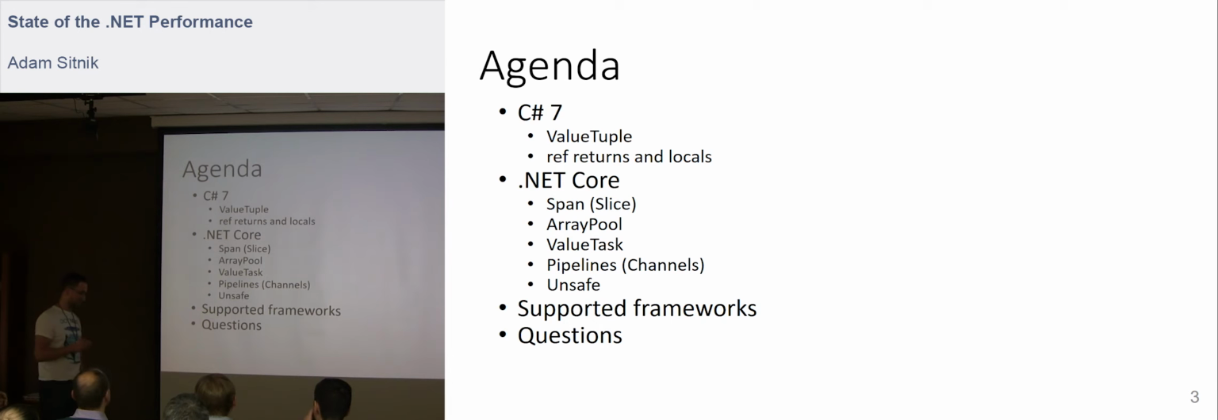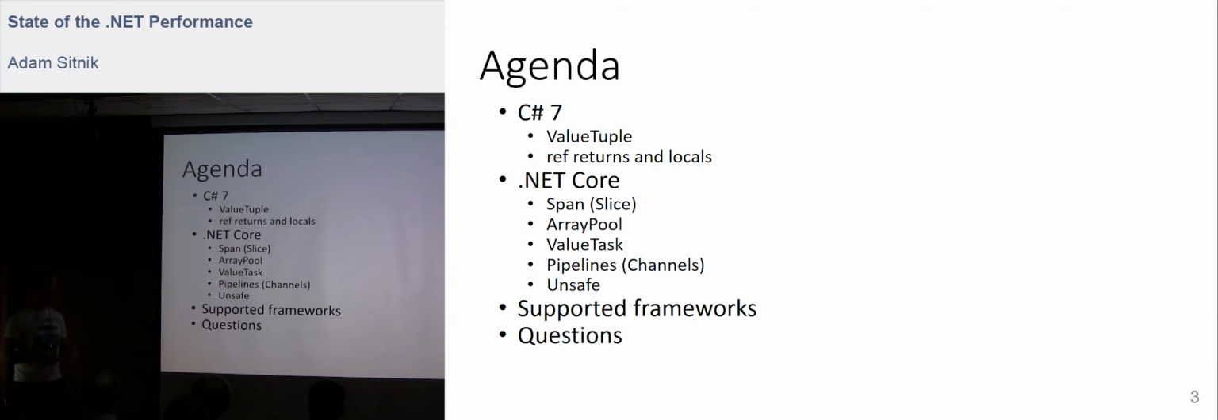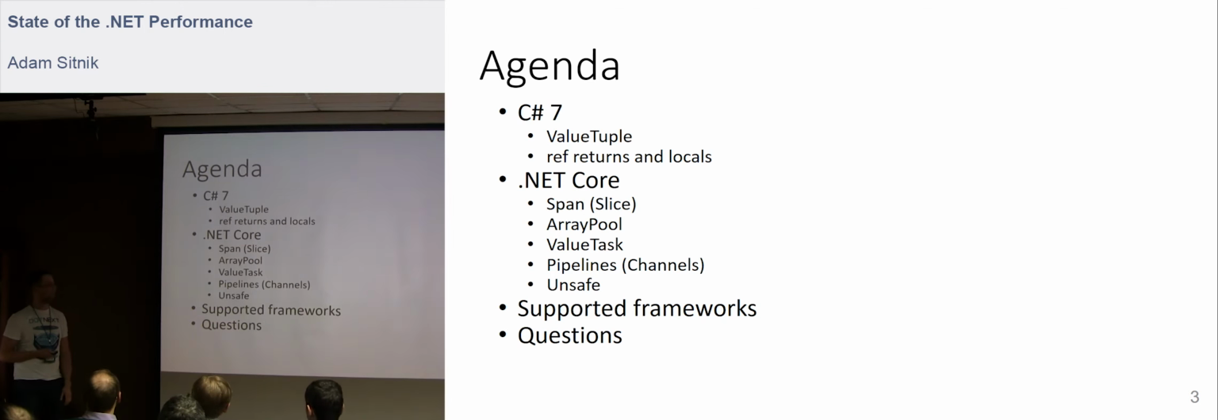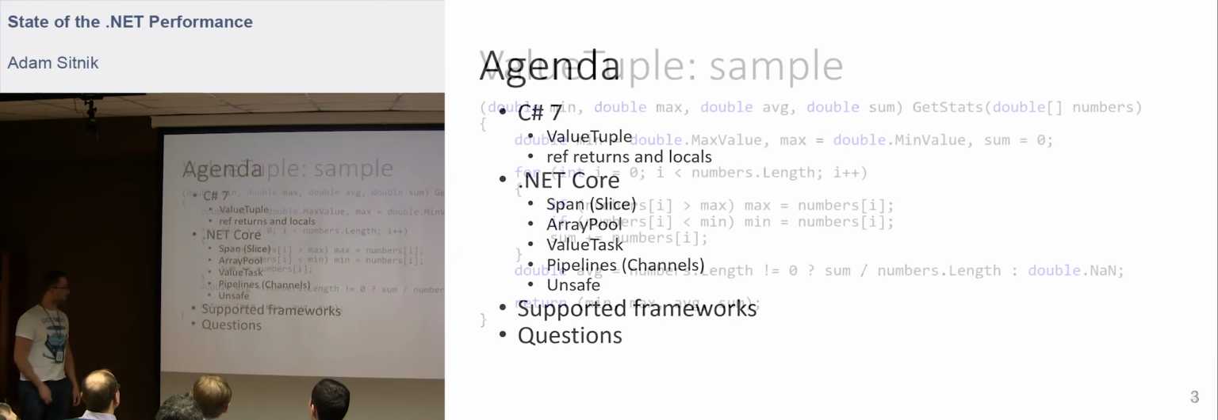So, today I would like to give you an overview. First of all, the recent latest C# 7 features in terms of performance, and recent new things that appeared in .NET Core. But later on, I will tell you why and how you can use them today in your existing .NET applications without .NET Core. After that, there will be, of course, some time for questions.